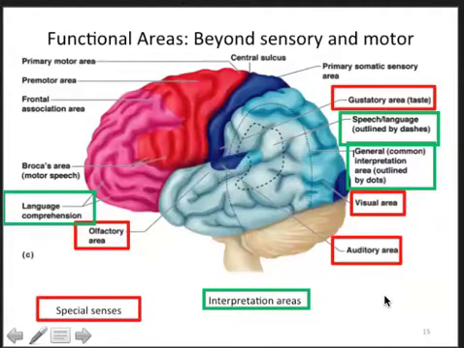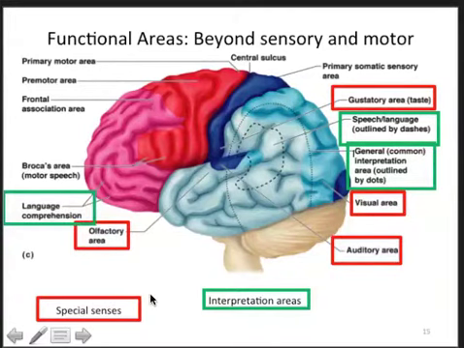This is just another look at the map of the brain showing you some of the different areas dedicated to different functions. We talked about the frontal lobe and the primary motor cortex and the motor association area, Broca's area. We've talked about the primary somatic sensory cortex and the sensory association area.